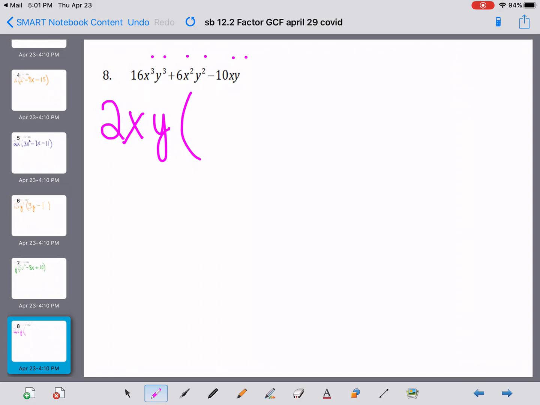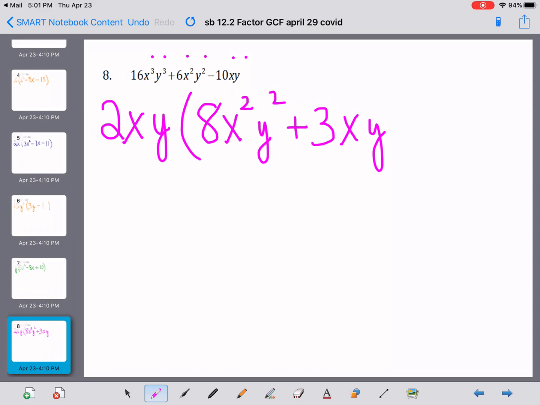We do that with division. 16 divided by 2 is 8. X cubed divided by x is x squared. We had 3 x's, we took out 1, we still have 2. Y cubed divided by y is also y squared. We had 3 y's, we took out 1, we still have 2. 6 divided by 2 is 3. X squared divided by x is x. We had 2 x's, we took out 1. Y squared divided by y is y. We had 2 y's, we took out 1.